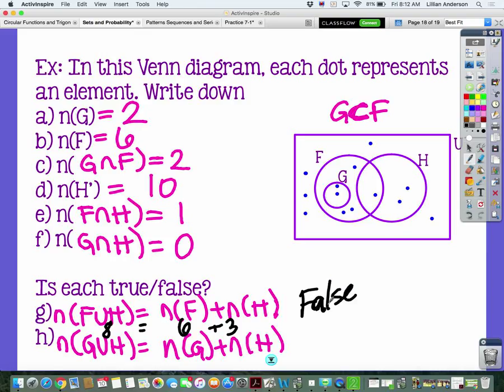Look at the next one. It says the number of elements in the union between G and H. The union is all the elements that are in G, all the elements in H, and all the elements that are in both. There are 2 elements in G and 3 elements in H, so that's a total of 5. 2 plus 3, is that 5? Sure is. So that's a true statement. Hopefully I didn't confuse anybody because I did something off with B and C.